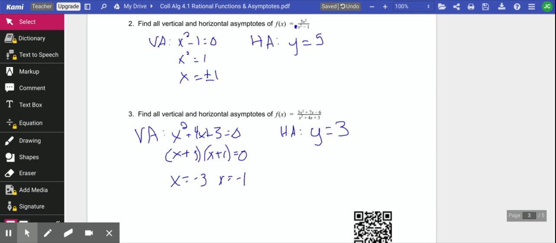So that's it for lesson 4.1. It's just finding those vertical and horizontal asymptotes. In 4.2, we'll see how to use those asymptotes as the structure for our graph so that we can actually graph these entire functions.